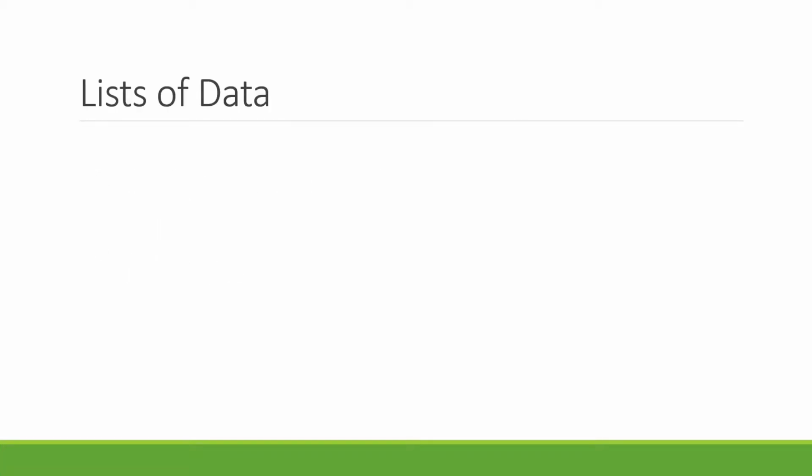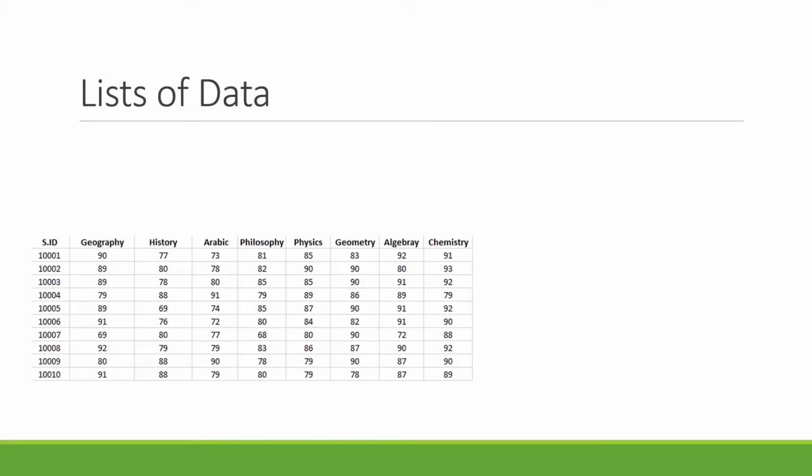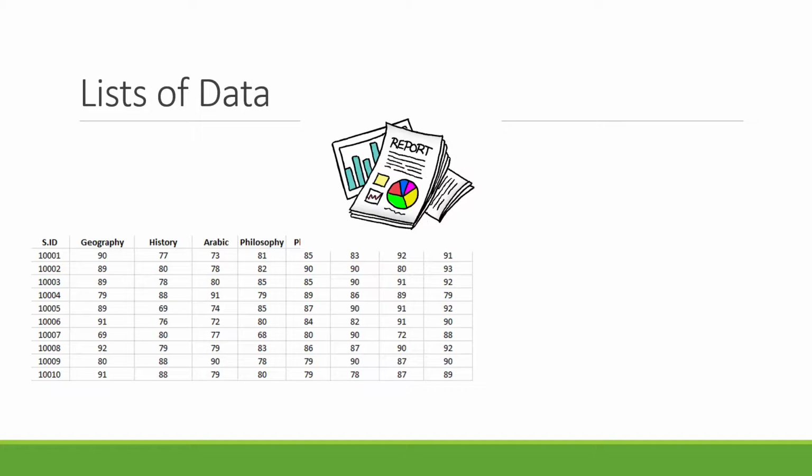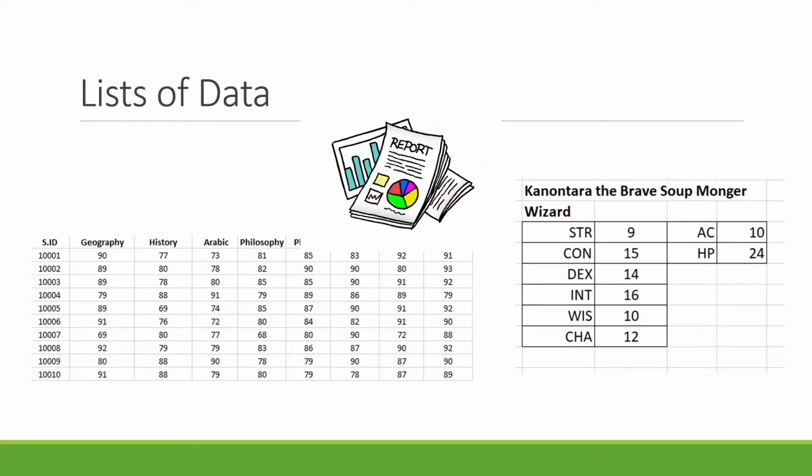In many applications, you often need to keep track of lists of data, not just single values. For example, you might need to retrieve a list of student grades so that you can calculate the average and then print a report of any students who are above or below the average. Or you might need to keep track of the various player characters in a game and all of their different statistics.